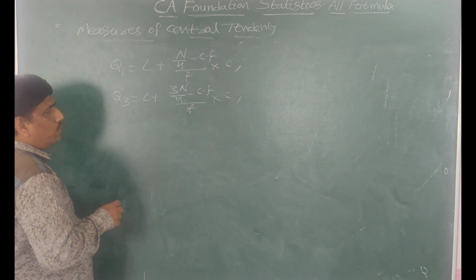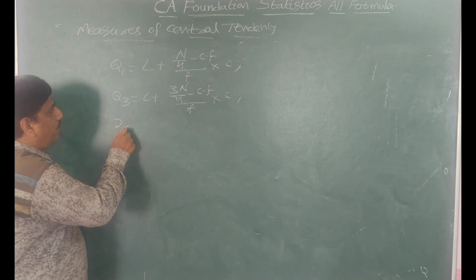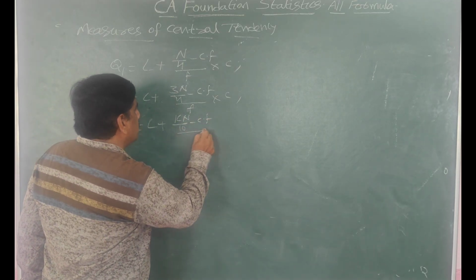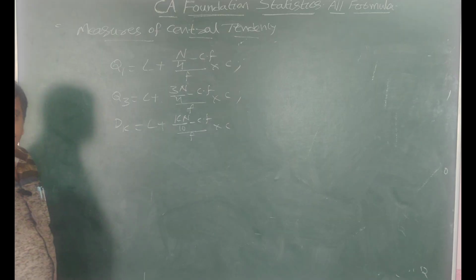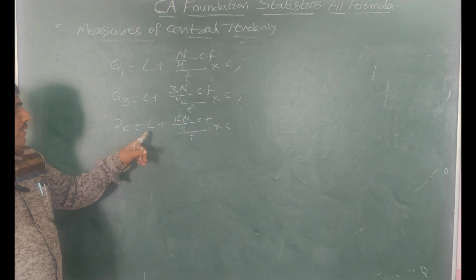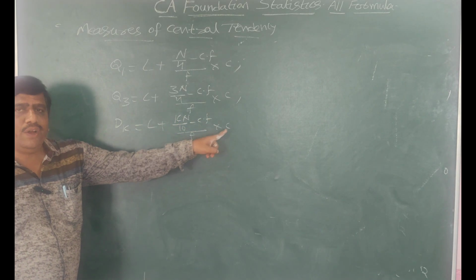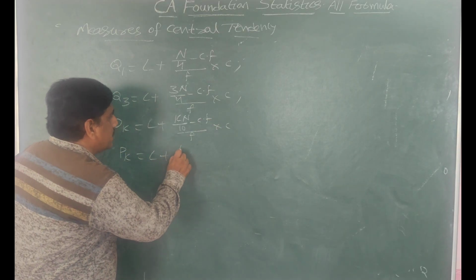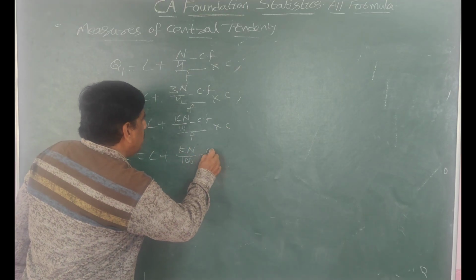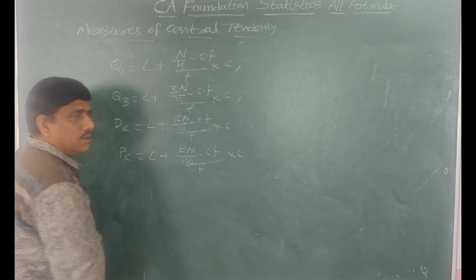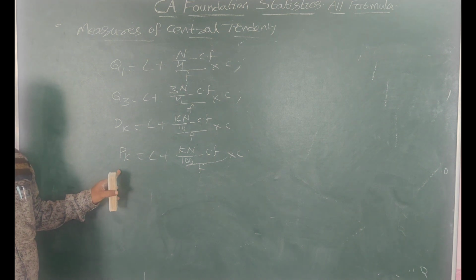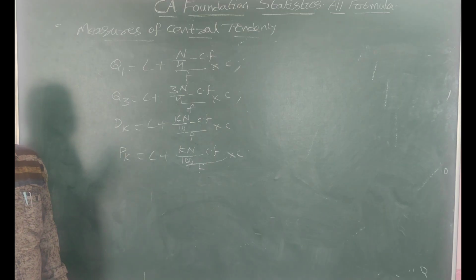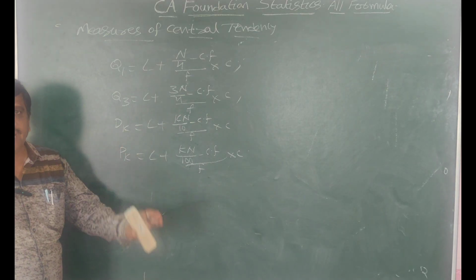Similar. Coming to deciles, for the kth decile, you can write the formula as L plus kn by 10 minus CF by F into C, where k ranges from 1 up to 9. If it is the fifth decile, D5, the formula is L plus 5n by 10 minus CF by F into C. Similarly, the kth percentile, Pk, is L plus kn by 100 minus CF by F into C. If it is the 20th percentile, P20, it is L plus 20n by 100 minus CF by F into C, where k ranges from 1 up to 99; up to 99 percentiles you can calculate.